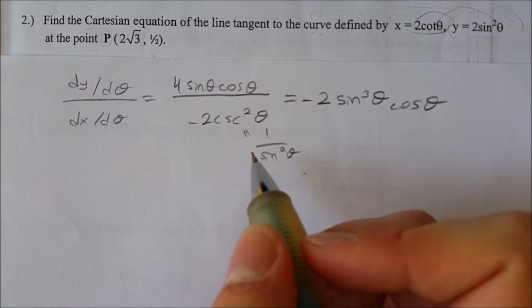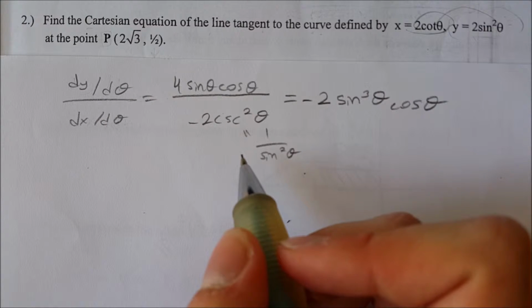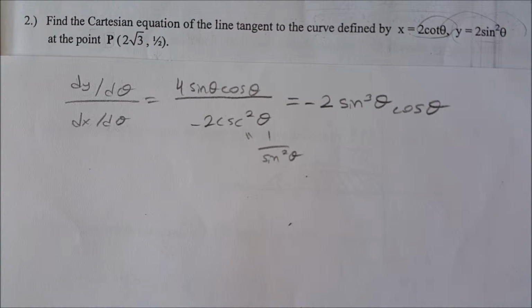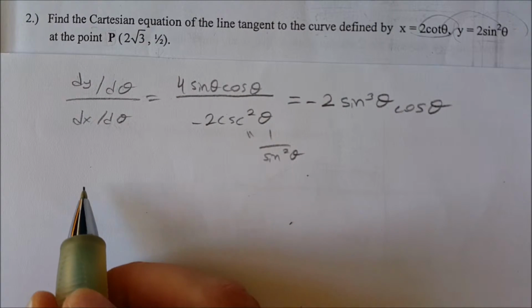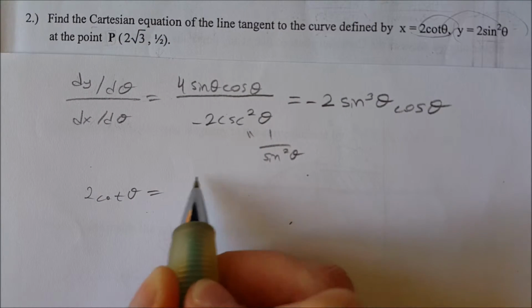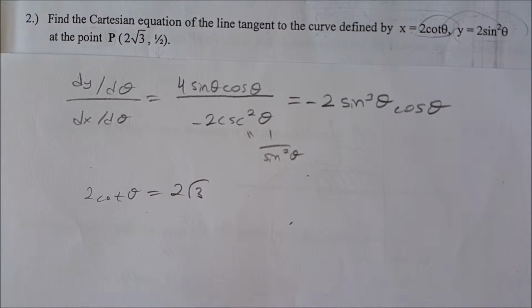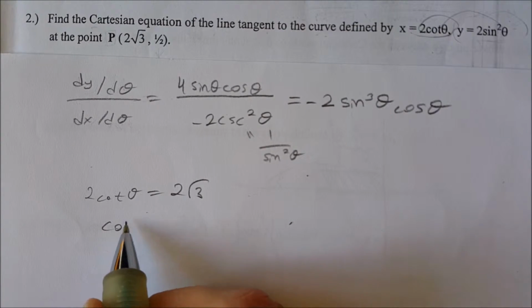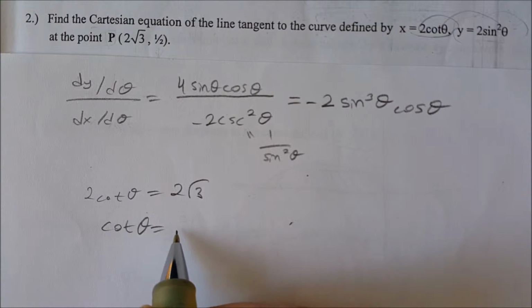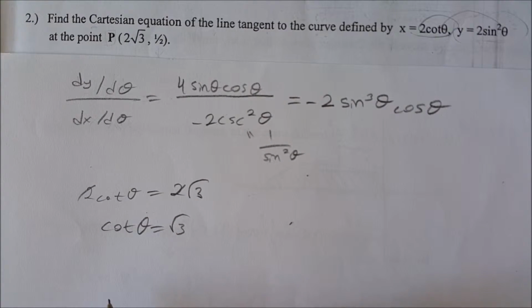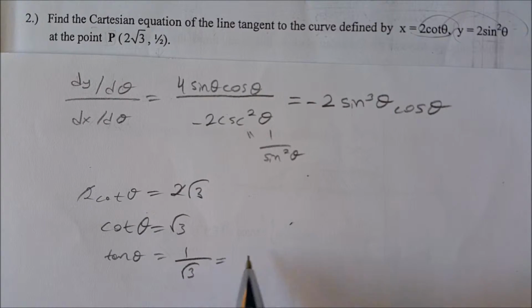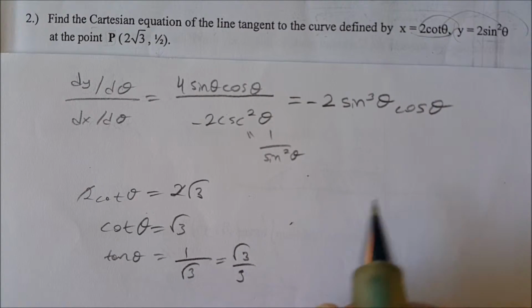So then we need to use the initial condition that we are given in order to find what this value is. Now our initial condition was that the x coordinate, which is equal to 2 cotangent theta, is equal to 2 root 3. So cotangent theta is equal to root 3. These cancel out. So tangent theta is equal to 1 over root 3, which is equal to root 3 over 3.